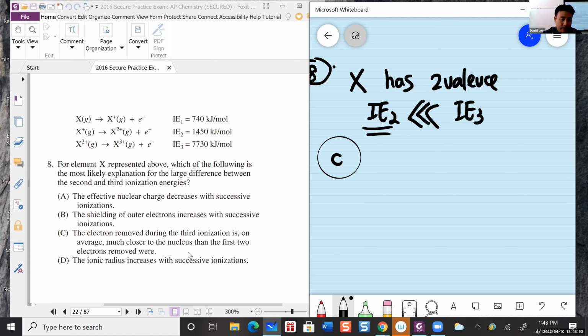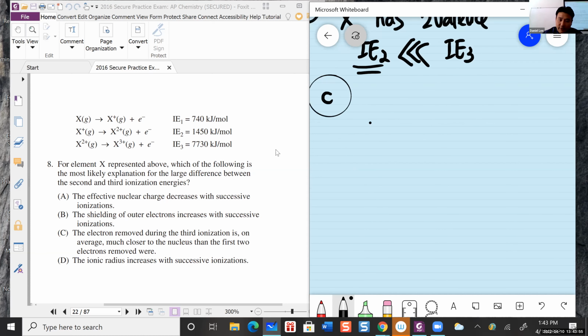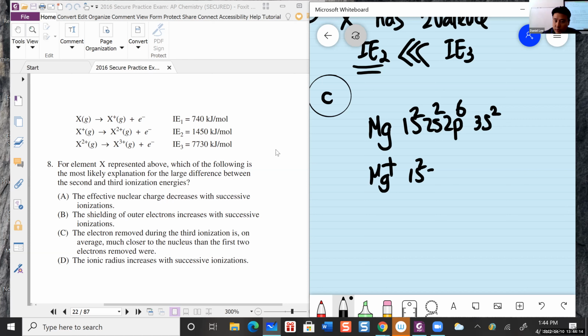So let's look at an example, right? Let's say, for example, magnesium. So if you look at magnesium, it's neon. Let me write the entire electron configuration. It's 1s2, 2s2, 2p6, 3s2. And then if you look at Mg+, it is 1s2, 2s2, 2p6, 3s1. And if you look at Mg2+, it's simply 1s2, 2s2, 2p6.